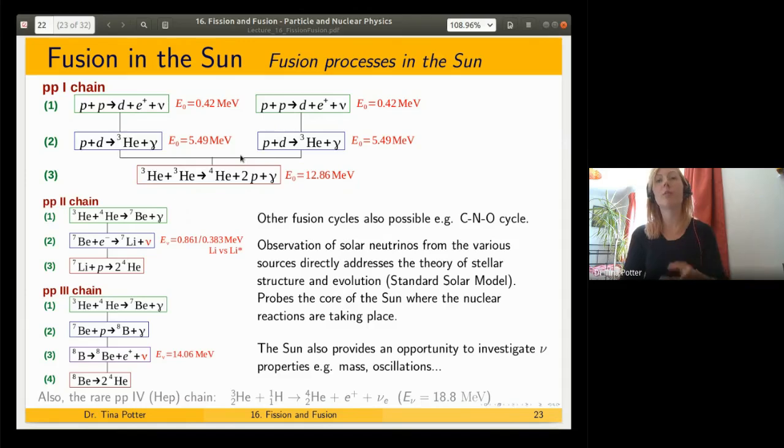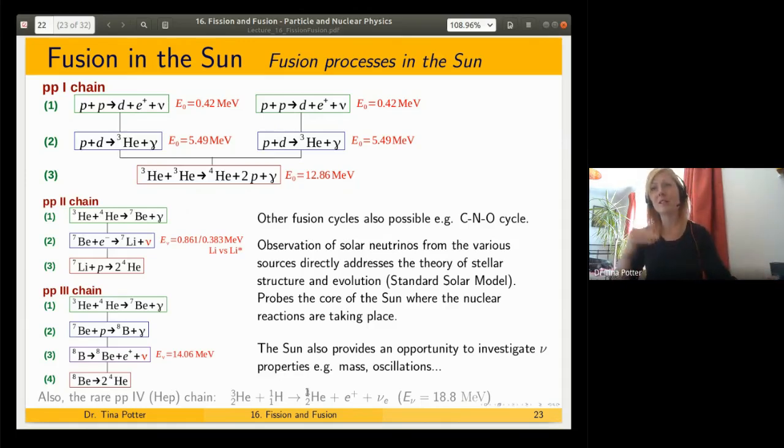Now, there's also a rarer pp4 chain, which takes a helium-3 nucleus and a proton and fuses that together to a helium-4, but that's actually quite rare because of the Coulomb barrier that has to be overcome. There's even further ones. There's the carbon, nitrogen, and oxygen cycle as well. You can have a look at that if you want to. But these fusion chains become quite complex. So how on earth do we know this? How on earth do we know what's going on inside the sun?